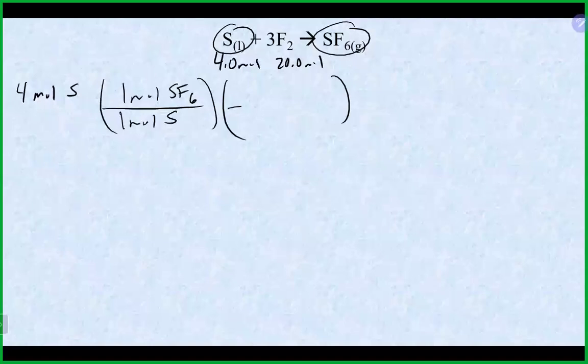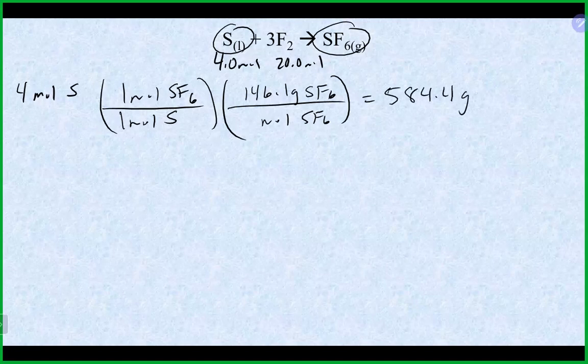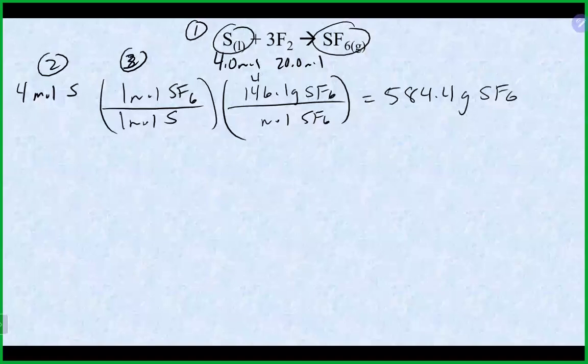And then I'm going to use the molar mass there, which I erased, which was 146.1, I think. 146.1 grams of SF6 is a mole of SF6. And that would get you 4 times 146.1, 584.4 grams of SF6. This is basically step 1, step 2, and step 3, so just the basic stoichiometry steps that we did.